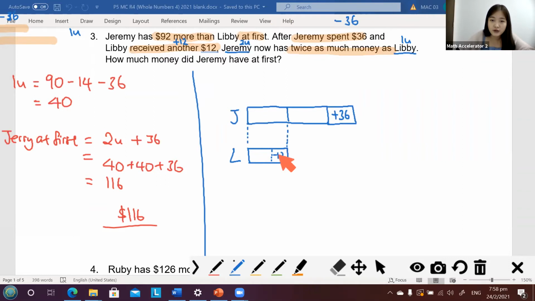This 12 here, you can bring it up. This is also 12. Now label 92. I'll give you a few seconds. Can you label $92 in your model first? If you're not sure, you can refer back to question 1 and 2. Where did we label the starting? How much more?